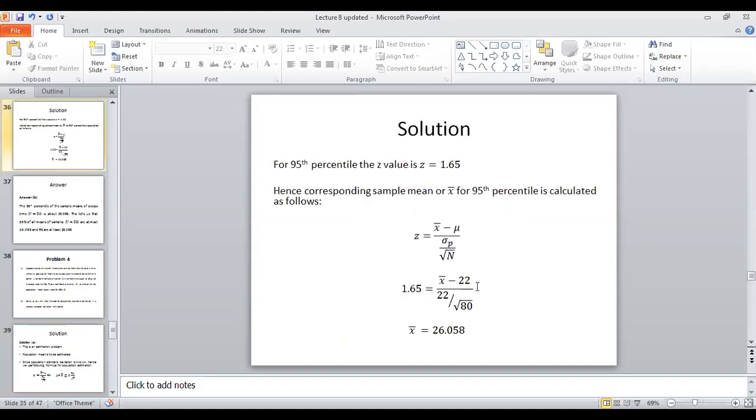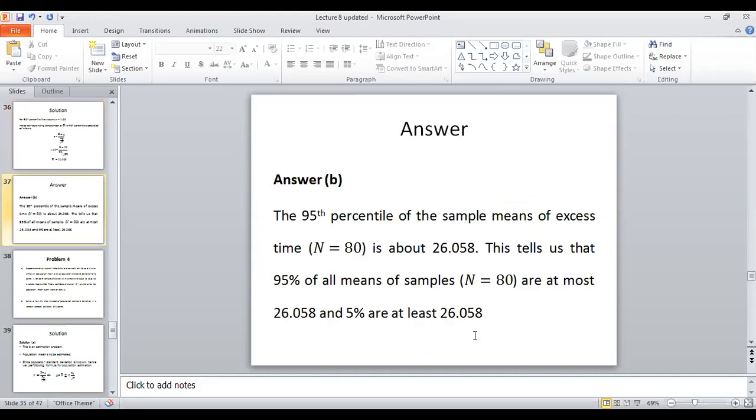Now since we have got the z value, which is 1.65, we will plug it into this equation to get the x bar. So 1.65 equals x bar minus 22, divided by 22 over root 80, where mu and sigma, remember, were both 22. After a little rearrangement for x bar and doing the calculation, we get 26.058. So 26.058 is that sample mean which corresponds to 95% area of the sampling distribution of the mean.